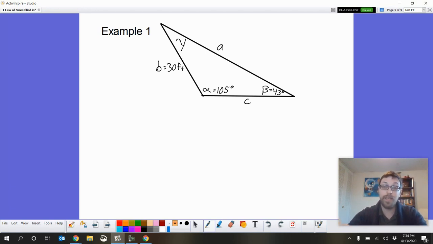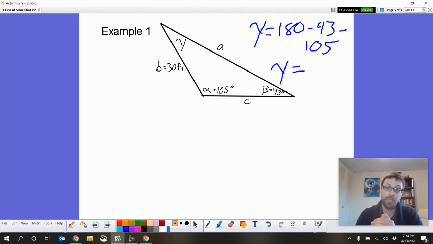So in order to find what gamma is, we just need to do 180 minus those two other angles, the 43 degrees and the 105 degrees. You would subtract those in your calculator, 180 minus 43 minus 105. I've got a little cheat sheet up above there, so I'm going to tell you it's 32, just to save us a little time. You can type it in your calculator if you'd like. So we know what gamma is. It's 32 degrees. Now we need to find our other pieces.